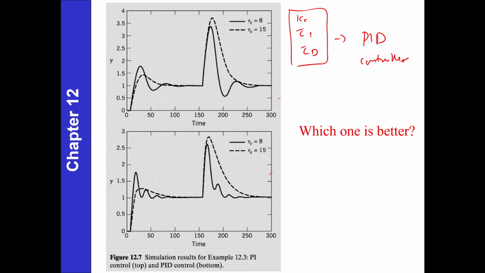From these two responses, between the PI and PID controller, which one is a better response? Which one is more favorable? How to determine which one is better? Anyone? Of course no one, because I'm talking alone.